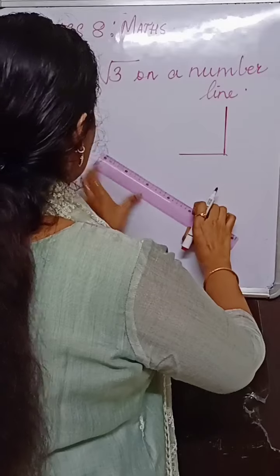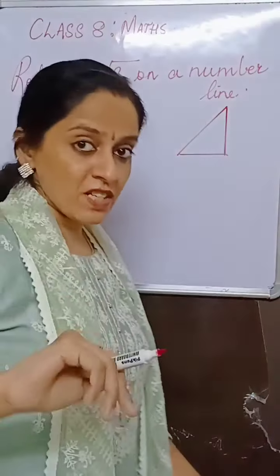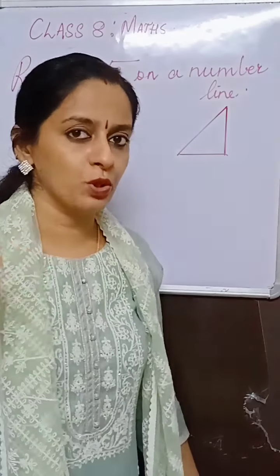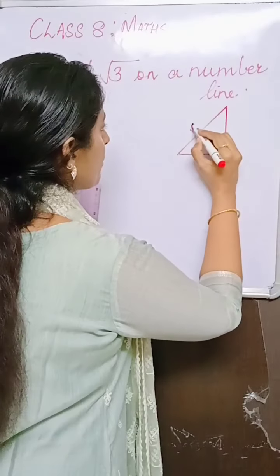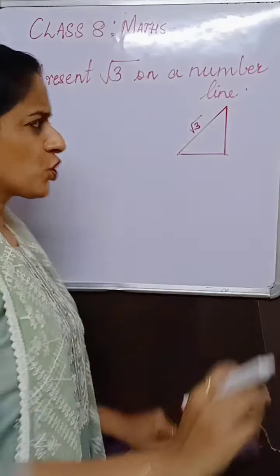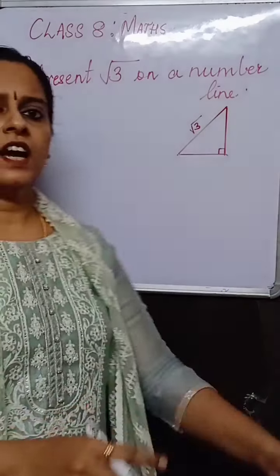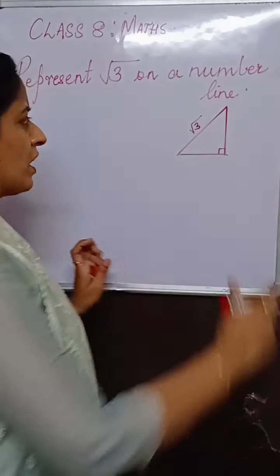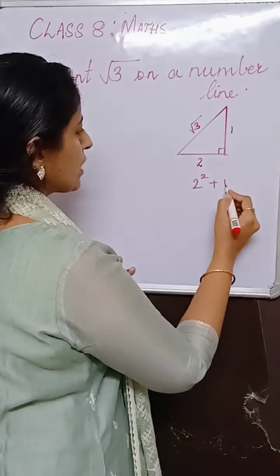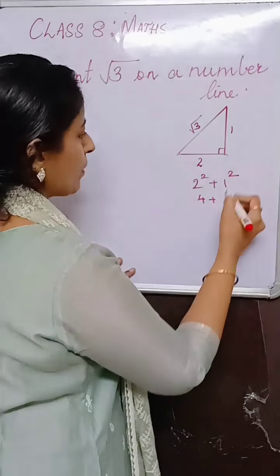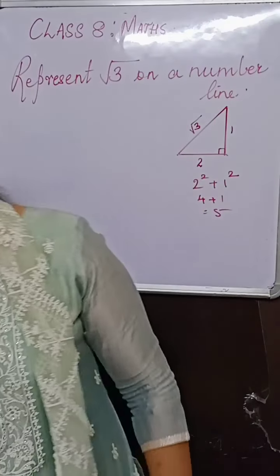Now I want the hypotenuse as root 3. In the previous video you learnt to represent root 2. Now we are going to represent root 3. So it is decided that on the hypotenuse I want root 3. What should be the perpendicular sides so that I can get root 3 as the hypotenuse? Just think. If you take 2 here and 1 here, 2 square plus 1 square, 2 square is 4, 4 plus 1 is 5. No. We don't want 5.